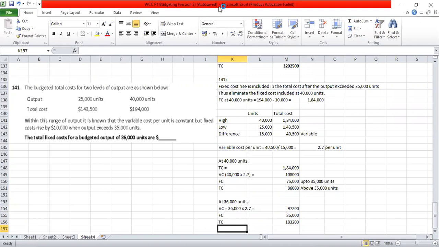Okay, the question is asking only for budgeted output, total fixed cost at budgeted output. So the answer would be only this one. Of course, we've done one step extra, doesn't matter. The fixed cost from 36,000 units onwards is 86,000.